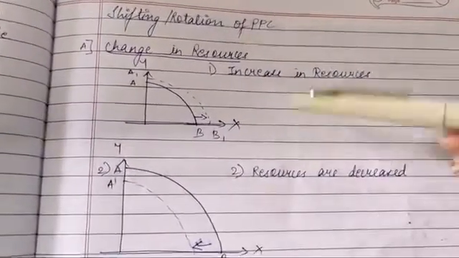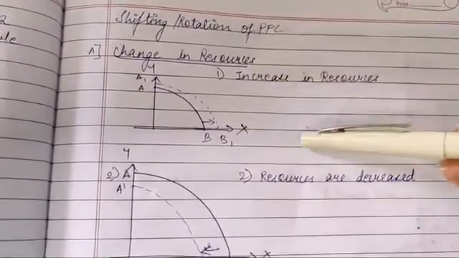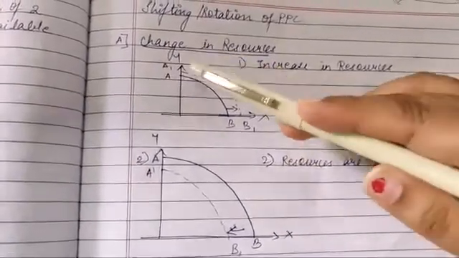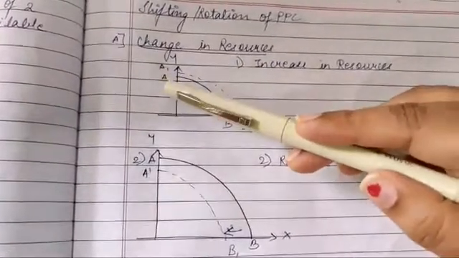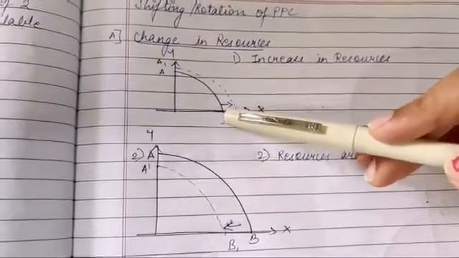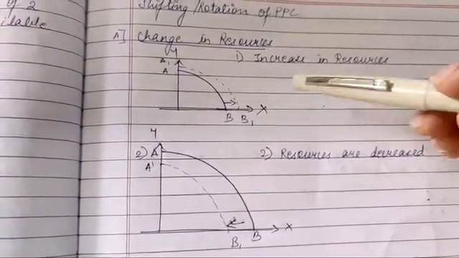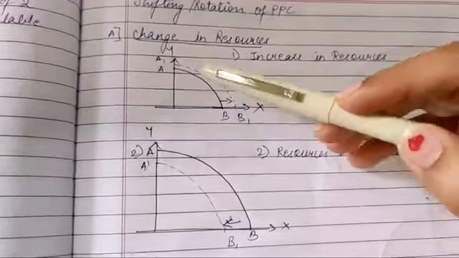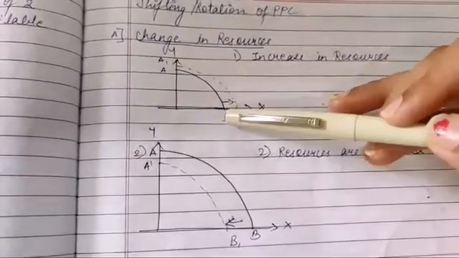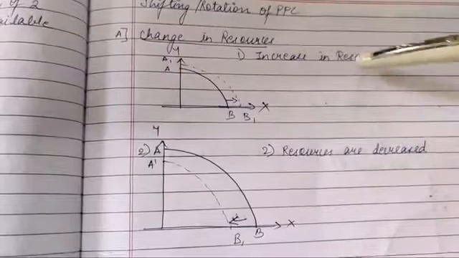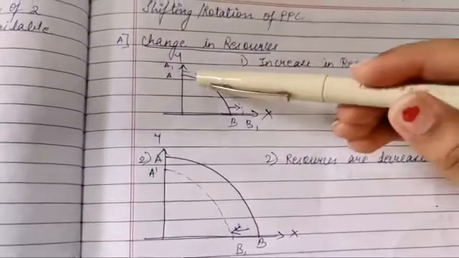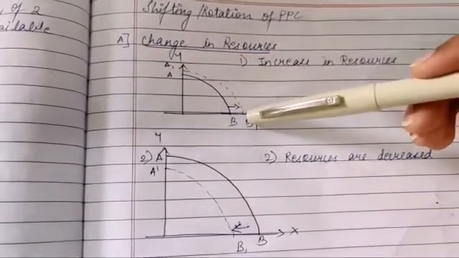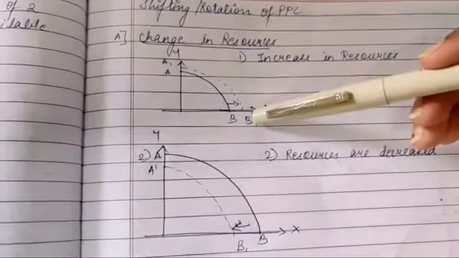The first topic for today is change in resources. Under it, first is increase in resources. Here, on the graph I have given, on the x-axis and y-axis, I have taken product A and product B. When resources are increased, we can produce more of the goods. Accordingly, the PPC shifts towards the right. I have created the first PPC of A and B, and then when there is an increase in resources, the PPC shifts rightwards, creating a new production possibility curve, that is A1 and B1.